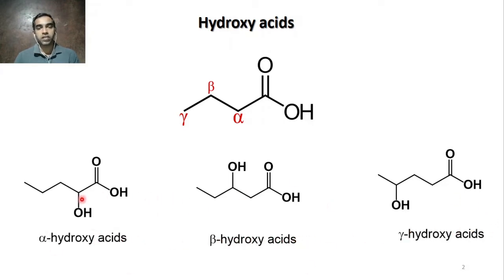So if OH is in alpha position, then it is alpha hydroxy acids. If OH is in beta position, then it is beta hydroxy acids. If OH is in gamma position, then it is gamma hydroxy acid. If it is in delta, then it is delta hydroxy acid. If it is next, then it is epsilon hydroxy acids. You know it.